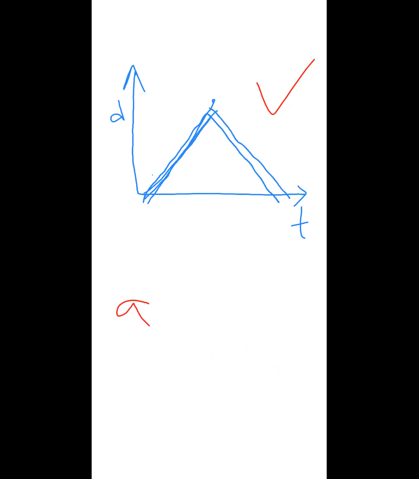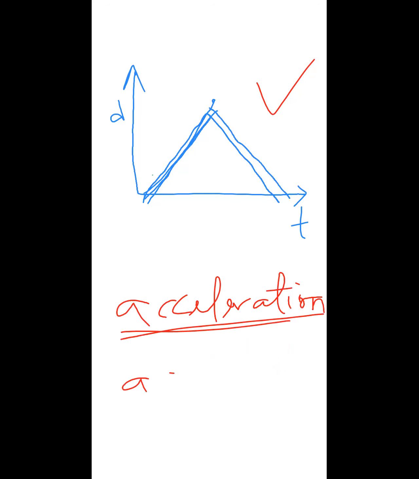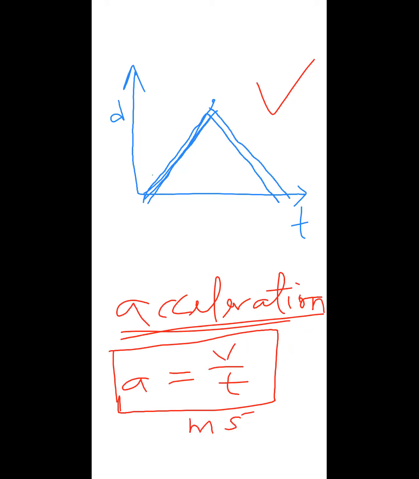So we say acceleration now. Acceleration is represented by A. It is the rate of change of velocity with time, not speed or velocity. Though people can use velocity and speed interchangeably, majorly acceleration is the rate of change of velocity with time. Now, acceleration is measured in meter per second square.